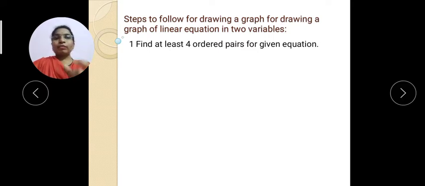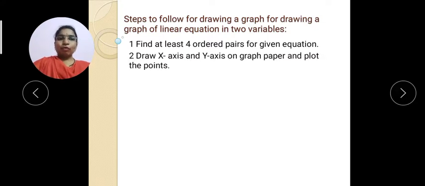4 ordered pairs means what? (0, 6) is one pair, (1, 4) is the second pair, (2, 2) is the third pair, and (3, 0) is the fourth pair. Next, after finding the 4 pairs, draw the x-axis and y-axis. How to draw the x-axis and y-axis, you also know very well, and plot those points on the graph.